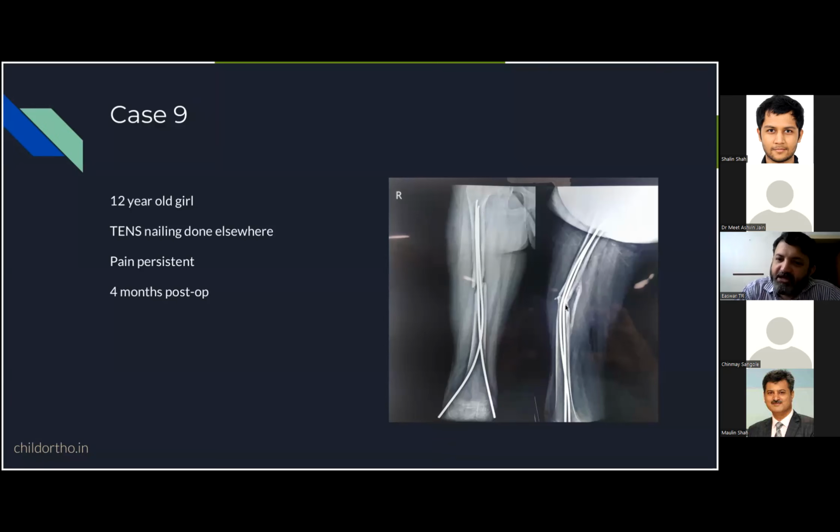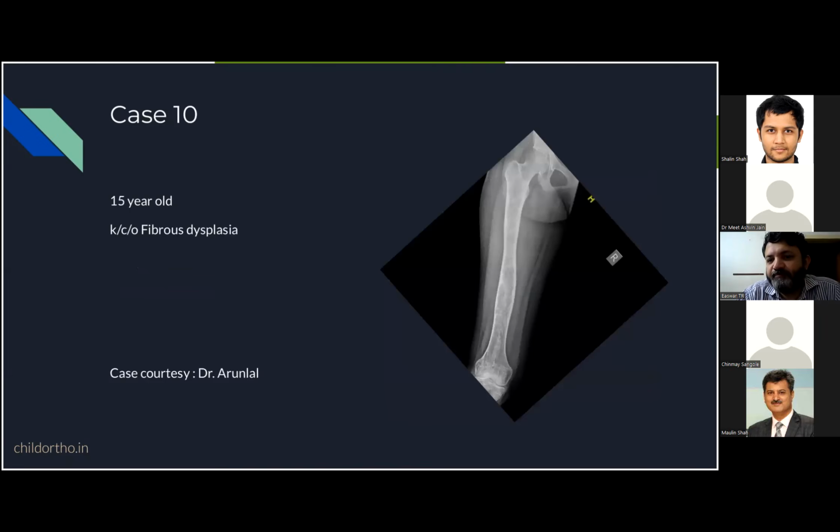Unfortunately, I don't have the X-ray. I just misplaced it somewhere. So sorry about that. But we just did an open reduction. We took out the nail, and we resected this posterior callus, and we did a proper open plating. We achieved fairly good compression, and we introduced some local bone graft as well. The child is doing well.